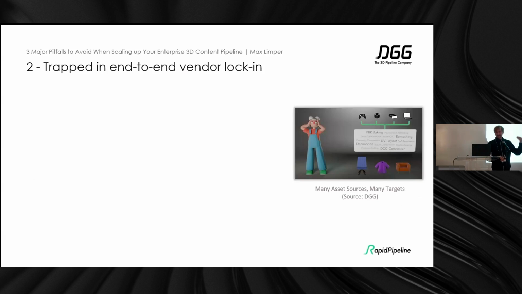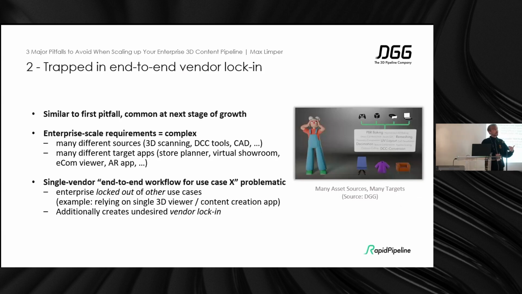And the other one that I wanted to talk about here, the second one, is getting trapped in end-to-end vendor lock-in. This is something that would happen at the next stage of growth usually, when you've already made the decision that you want to implement something at scale and you're choosing that partner as an enterprise to work with you.